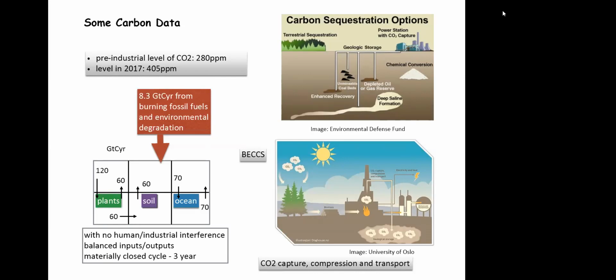So how are we actually going to draw this down? What is the IPCC saying? They're talking about carbon sequestration options. And while they recognize that there is such a thing as terrestrial sequestration, which means that life forms, the plant life, can draw carbon out of the atmosphere, what they're really proposing is more technology. And this is a technology that really doesn't exist at scale outside the laboratory.